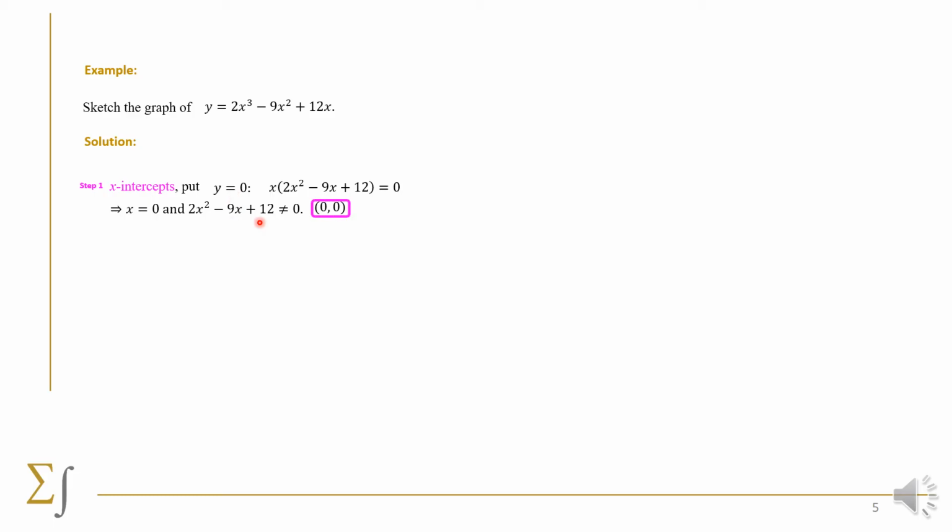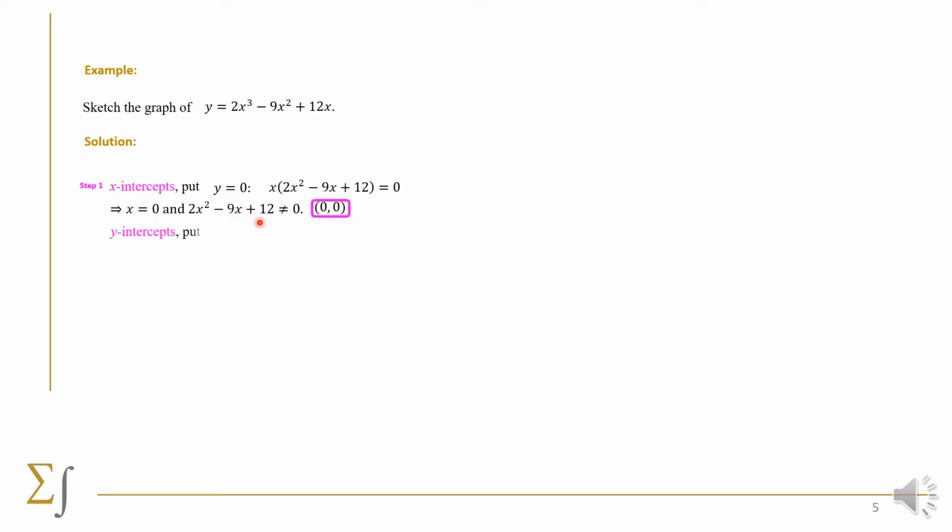In this slide and the coming slide, we are going to sketch the graph of the function y equals 2x cubed minus 9x squared plus 12x. As a first step, we find the x and the y intercepts, and in order to find the x-intercept, we put y equals 0, we factor and find the zeros of y. We have here x times the bracket. This bracket, according to the discriminant, is not zero for any real number x. So the zero comes from this part. So at y equals 0, x equals 0, and this will be the x-intercept.